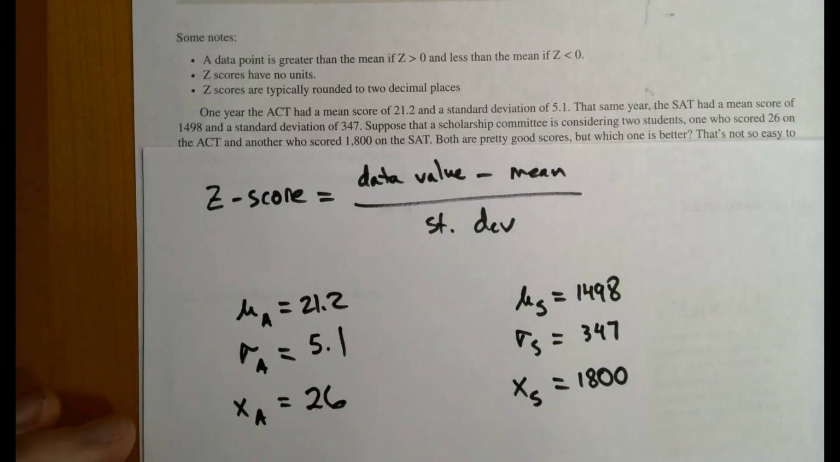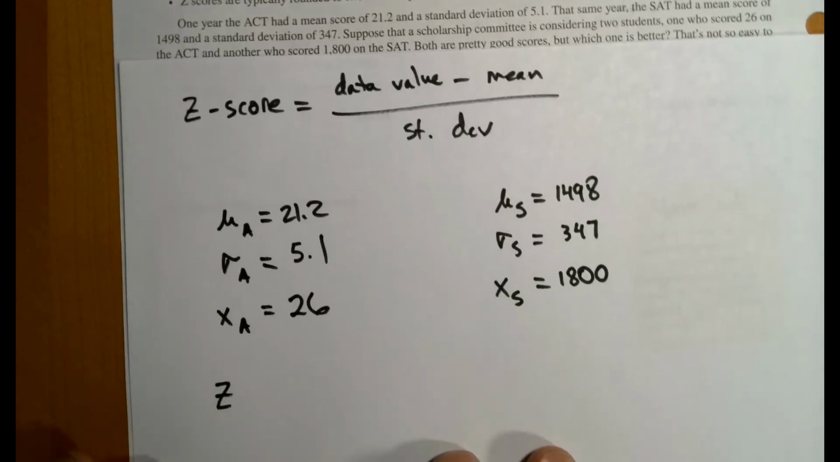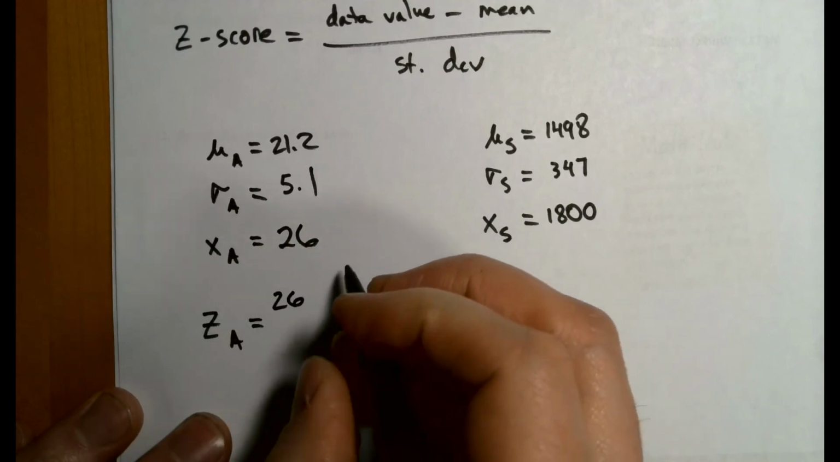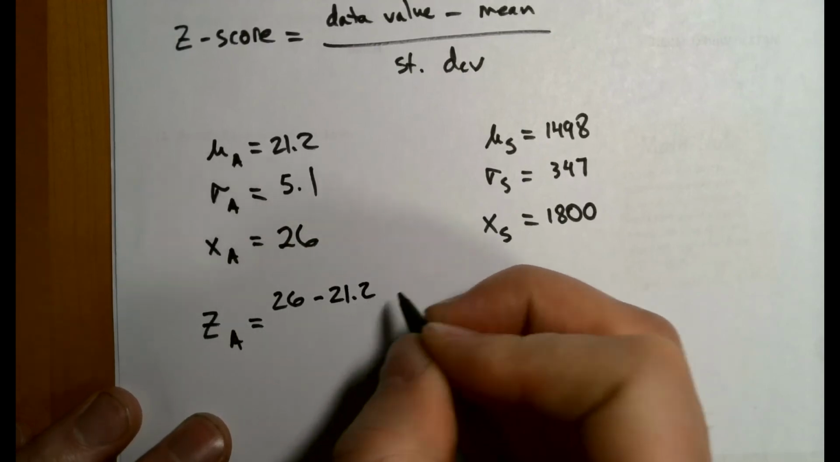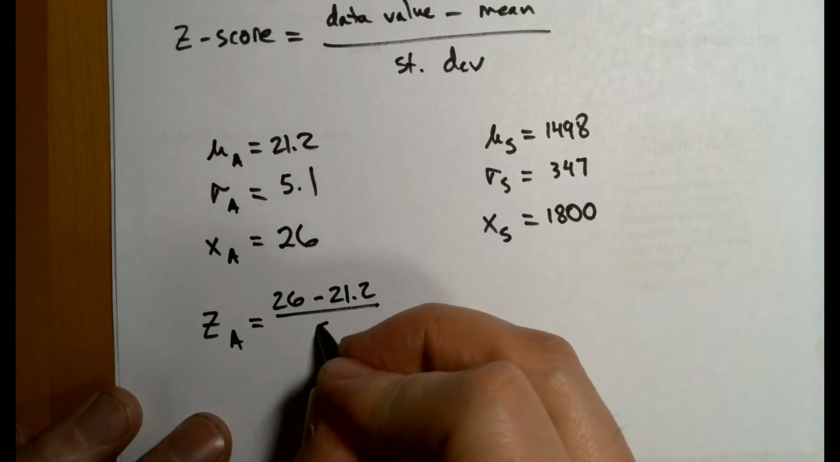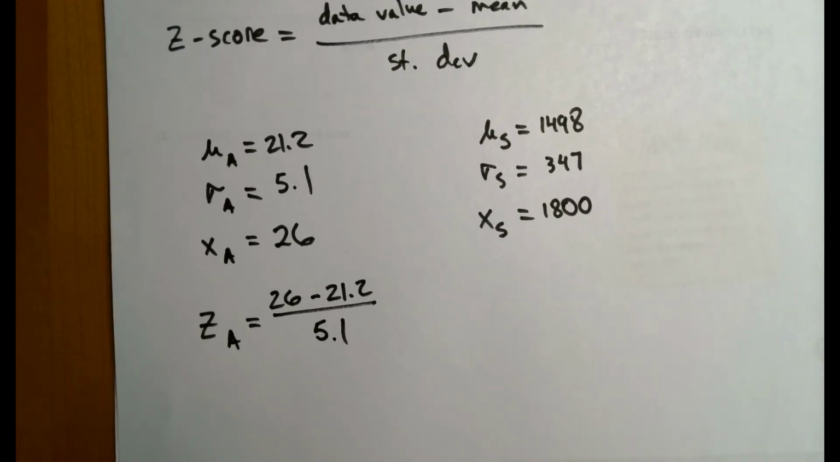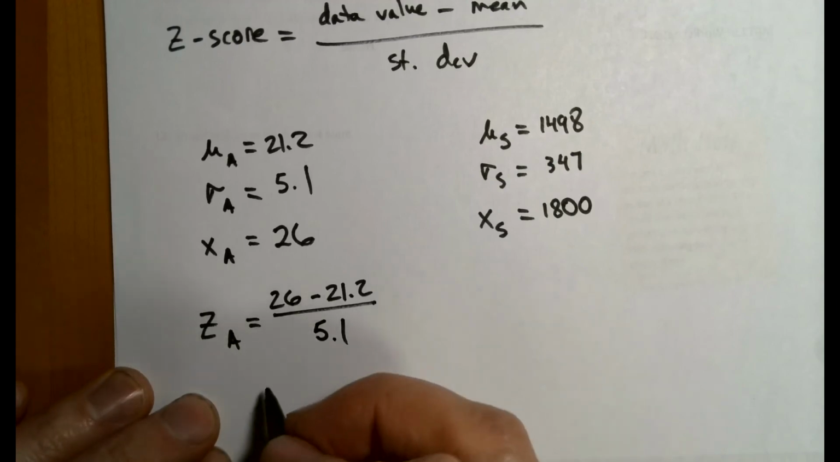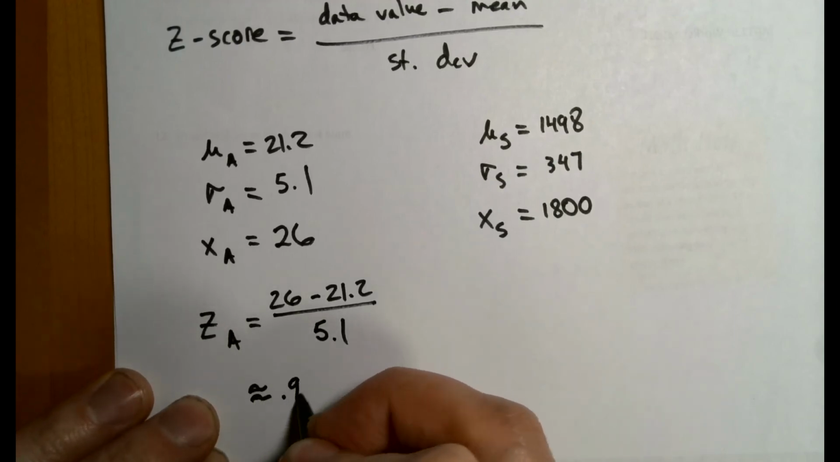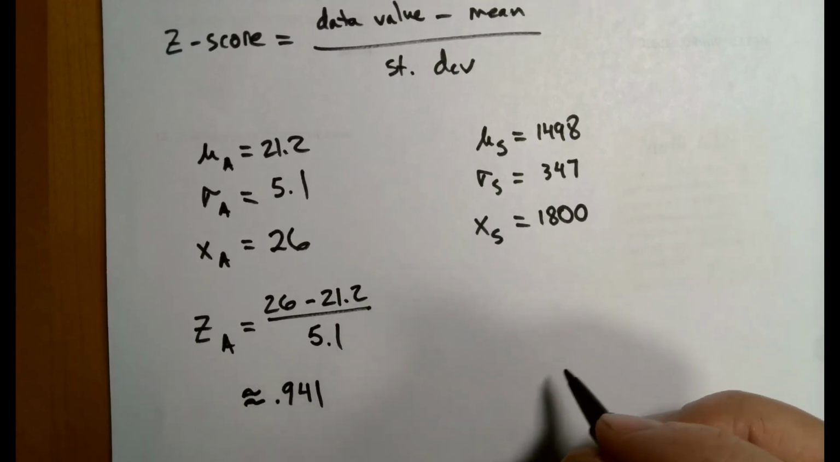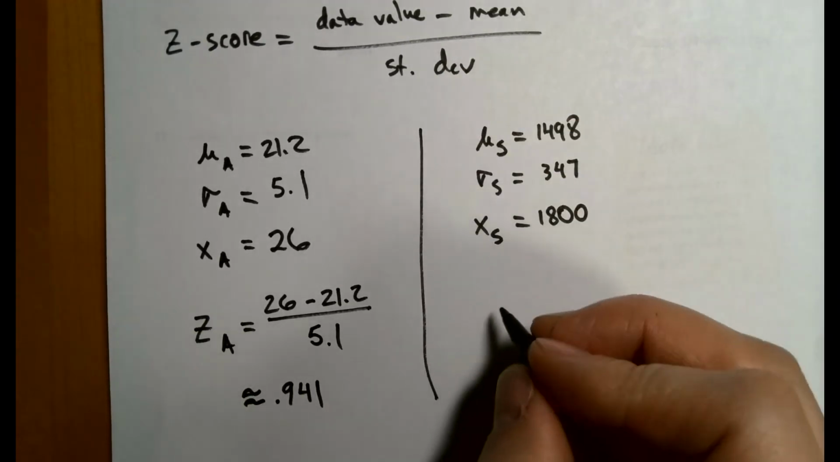So for the ACT person, I'll do z A as my subscript. That's equal to the data value, which is the number we were given for the particular student, minus the mean of all students that took the exam, divided by the standard deviation of all students that took the exam. So 26 minus 21.2 divided by 5.1, I am getting a z-score approximately equal to 0.941. You need like 2 or 3 decimal places. I'm going to stick with 3 here. Be mindful of whatever Connect Math asks for, because that's the only way you can get it right.